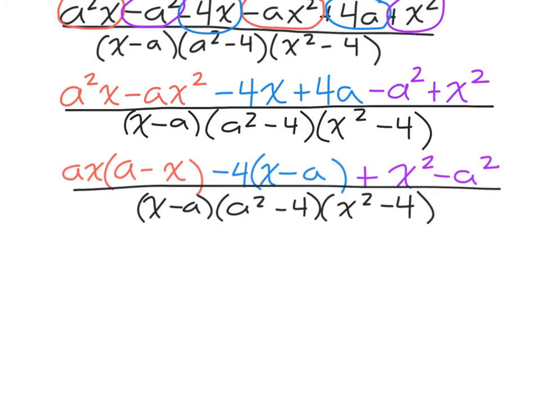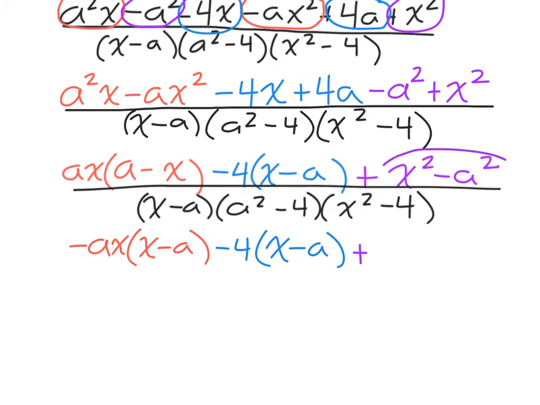This one's the exact opposite of the way I want it to be. So what could I make my coefficient instead of a positive ax, just gave it away, a negative ax? That would make that x minus a, minus 4 times x minus a. Now plus, this doesn't have a GCF, but it is factorable. What are the factors? X minus a and x plus a.